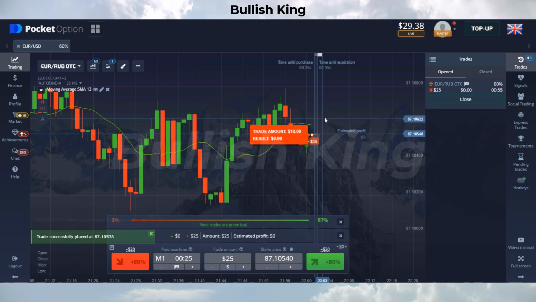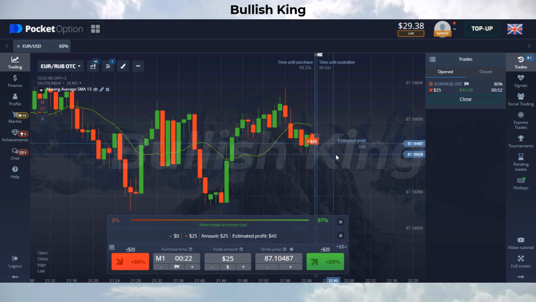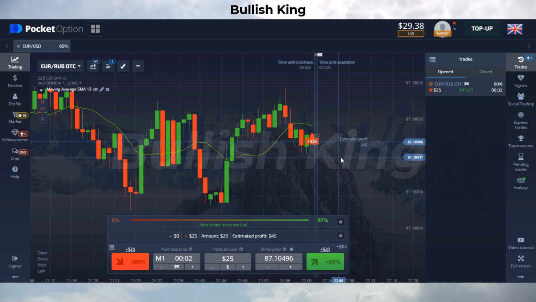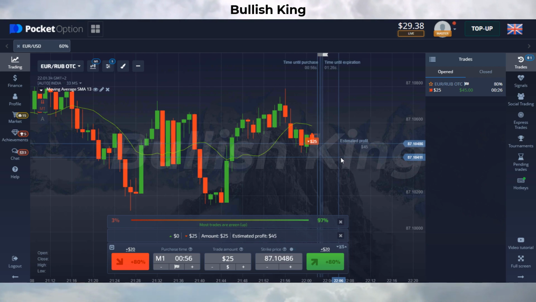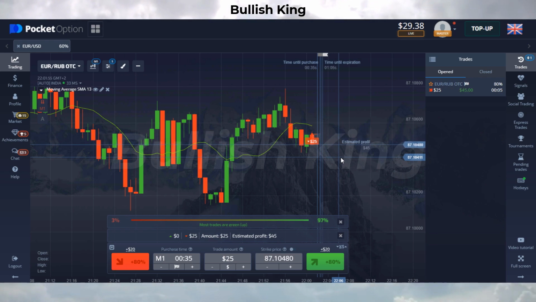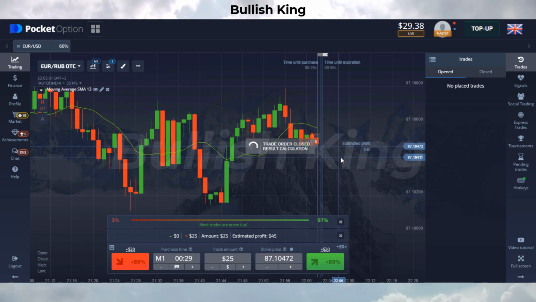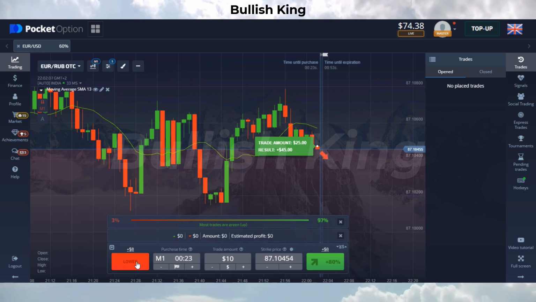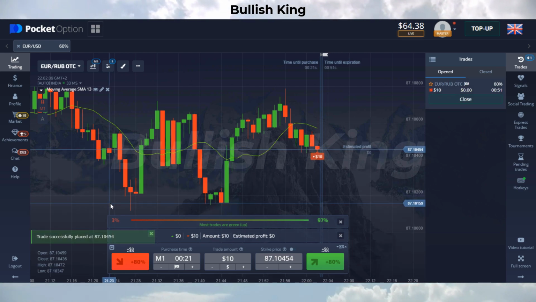We lose this trade. Again we place a sell trade. This time we won this trade. Candle is still below the 13 moving average, so we have to place a sell trade.